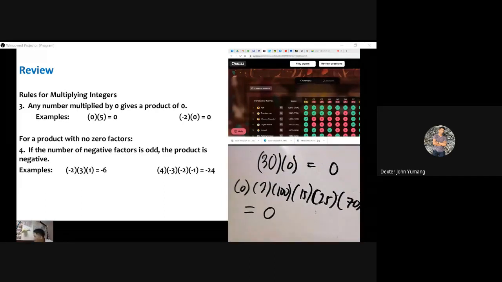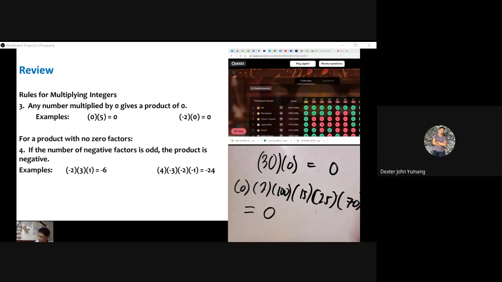Kahit gaano pa kalaki yung number mo, basta may gi-multiply ka ng isang 0, 0 na yan ang sagot automatic. No need na yan siya i-multiply. 0 na yan siya automatic. That is what you call a property. Any number multiplied by 0 gives a product of 0.